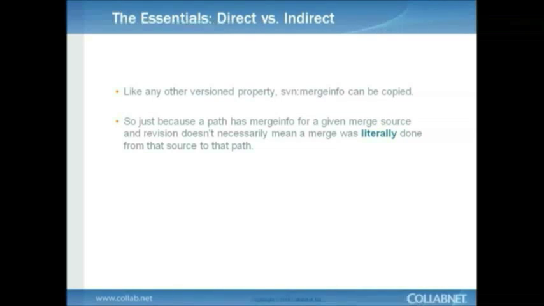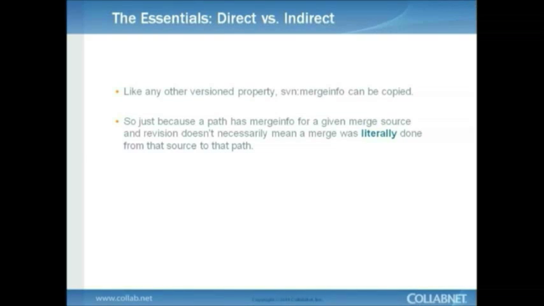This concept of direct versus indirect is just one that I thought of recently because of some questions folks were asking me. Merge info is copied and moved along with the path it is set on. This is no different than any other versioned property. If you have svn:eol-style on a file and you copy that file, it's on the destination too.